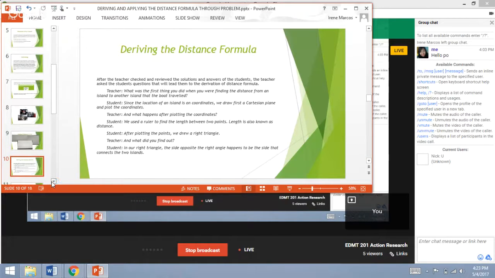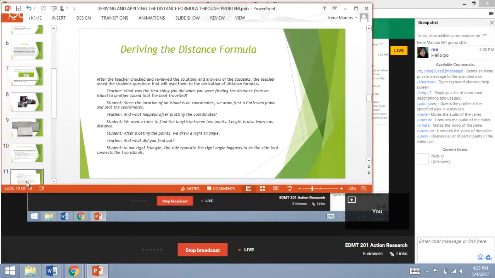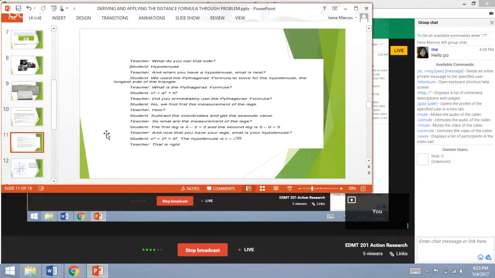Next, aside from that, they find the distance because it's the hypotenuse. They find the distance using the Pythagorean theorem. And then the teacher asked if they actually immediately used the Pythagorean theorem. And the student said no, they didn't use the Pythagorean theorem immediately. Instead, they had to first find the measurement of the legs through the distance formula of 2 points in one coordinate. So that would be the absolute value of x1 minus x2, as we all know.